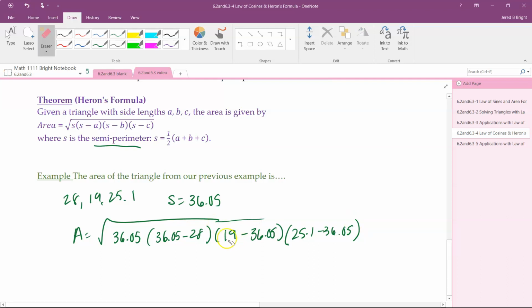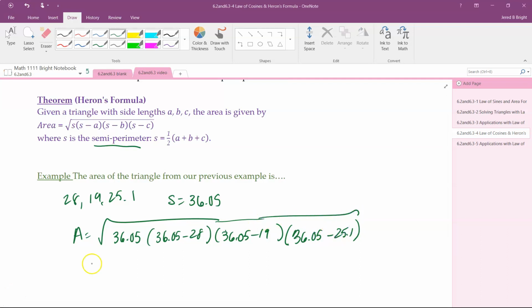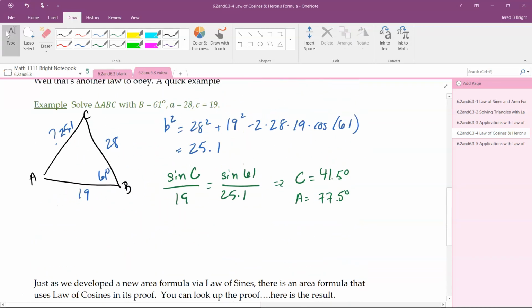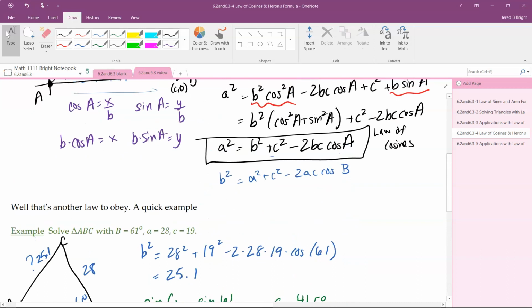Oops, I have these backwards, don't I? 36.05 minus 19, and then this should be the other way around, 36.05 minus 25.1. And when you do that calculation, you get the area is 232.8-ish units squared. Okay, so just a quick example using Heron's formula, and then again reminding us of the law of cosines. Okay, so make sure to jot that down if you don't have it down already.